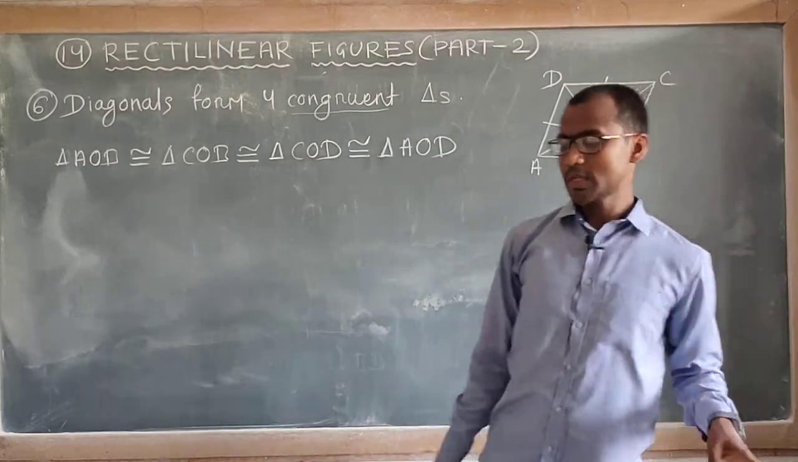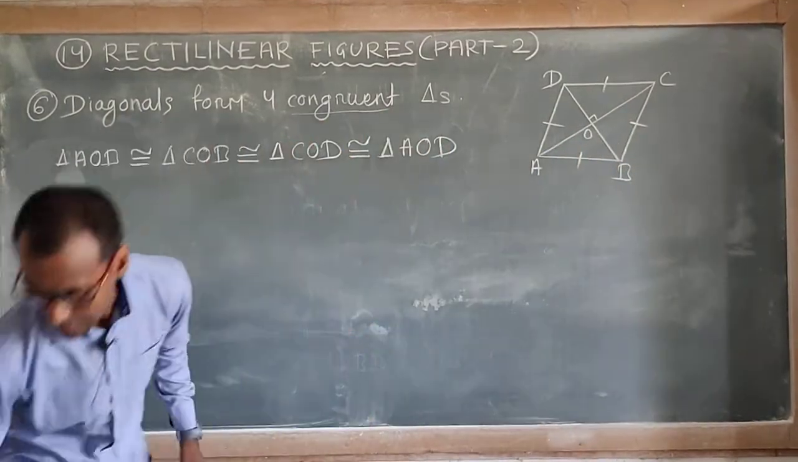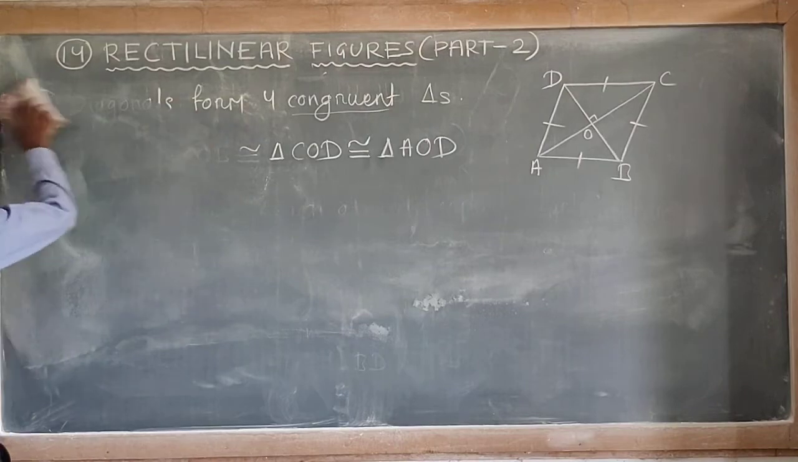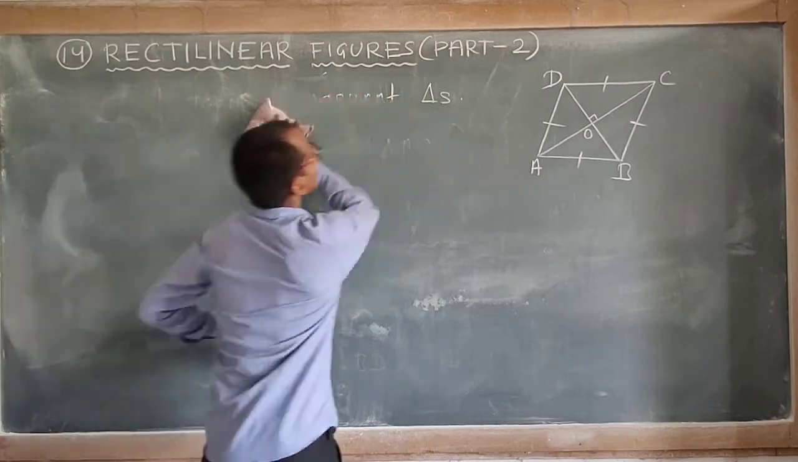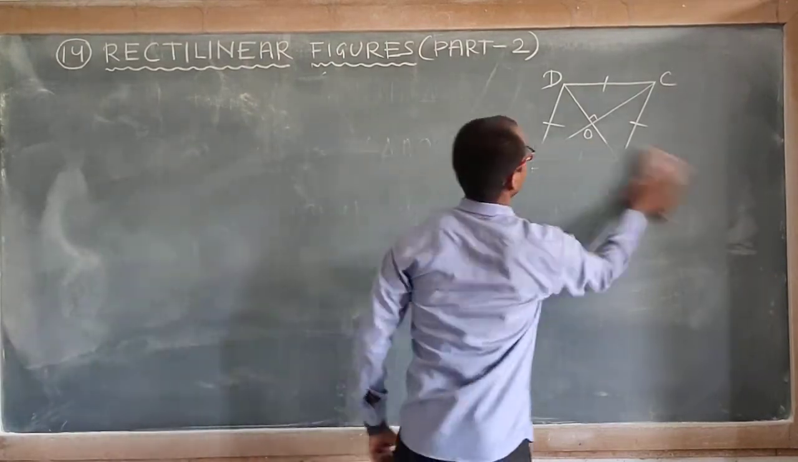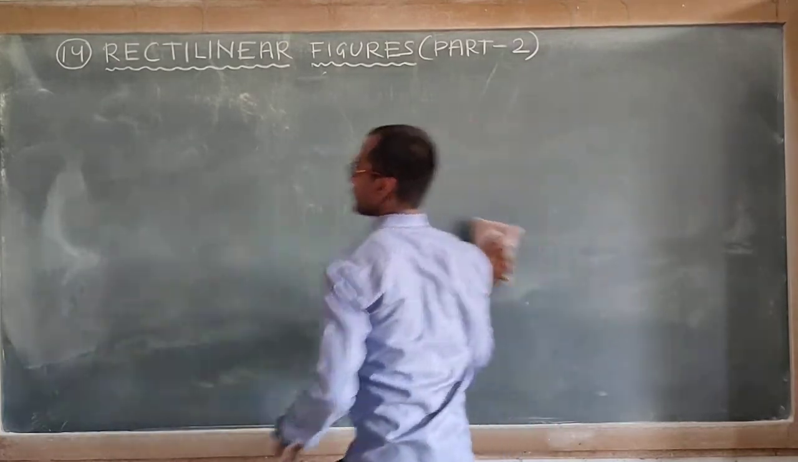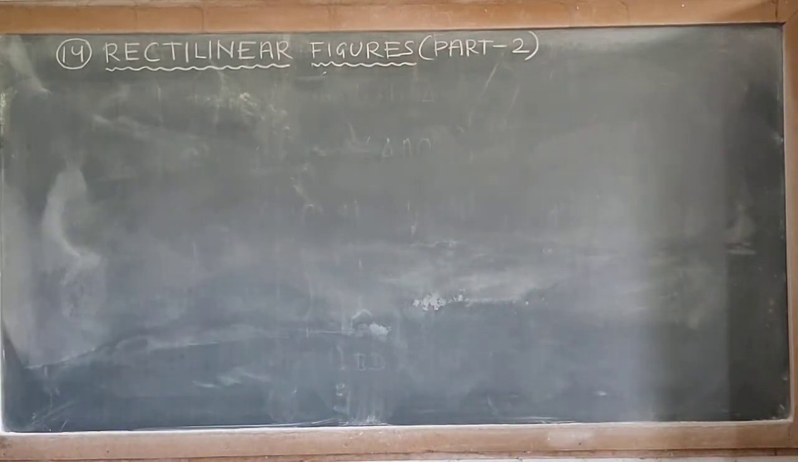Okay, so these are the properties of a rhombus. Then the last quadrilateral of this part is square.